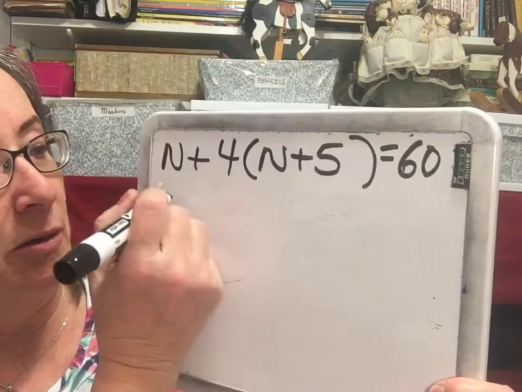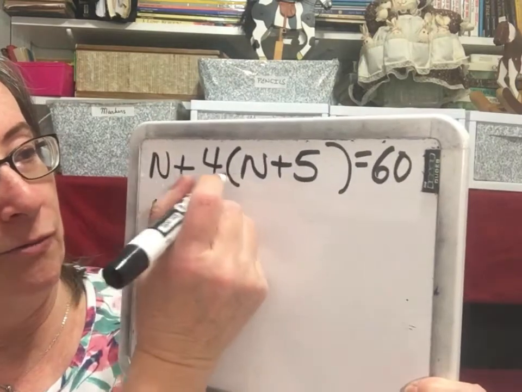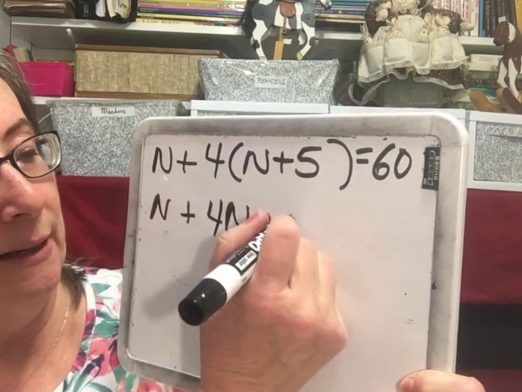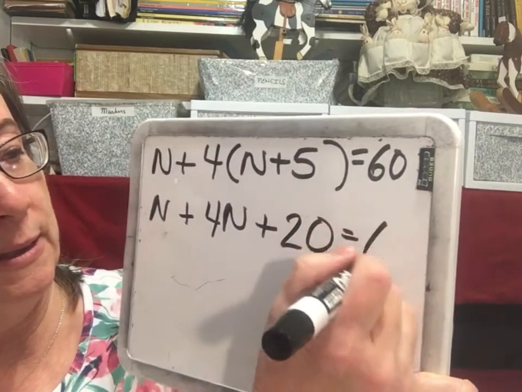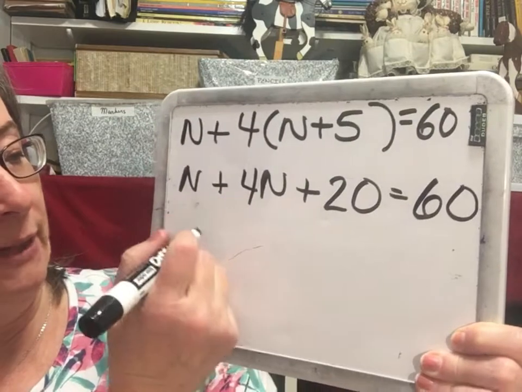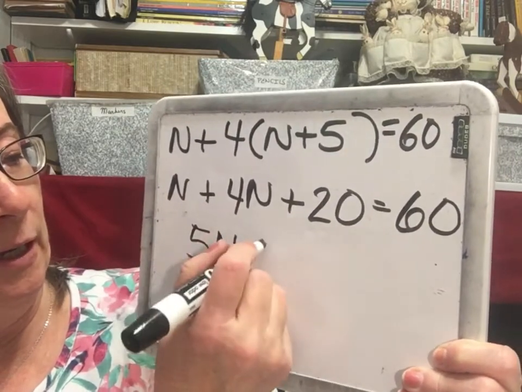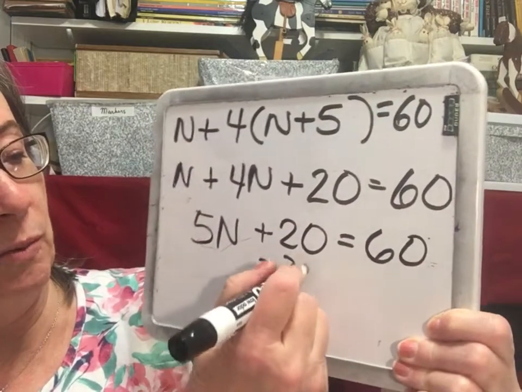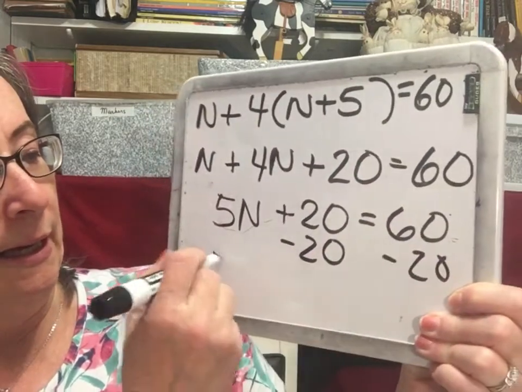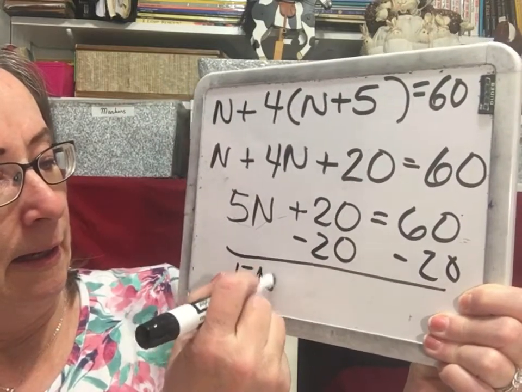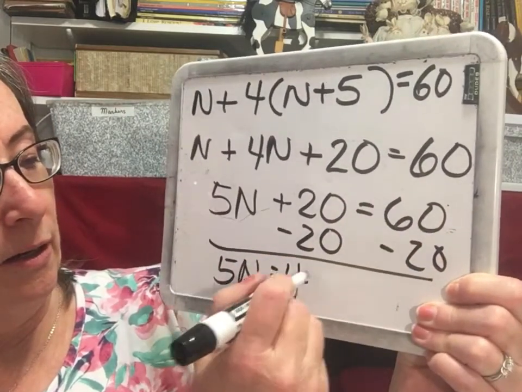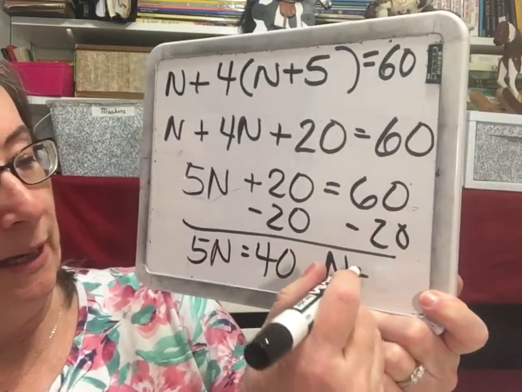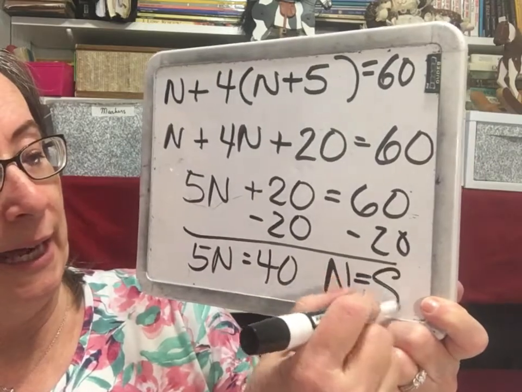So now let's distribute. n plus 4n plus 20 equals 60. So I can add these two together. 5n plus 20 equals 60. Subtract 20, subtract 20. 5n equals 40. n, remember n is number of nickels, equals, divide by 5, we get 8.